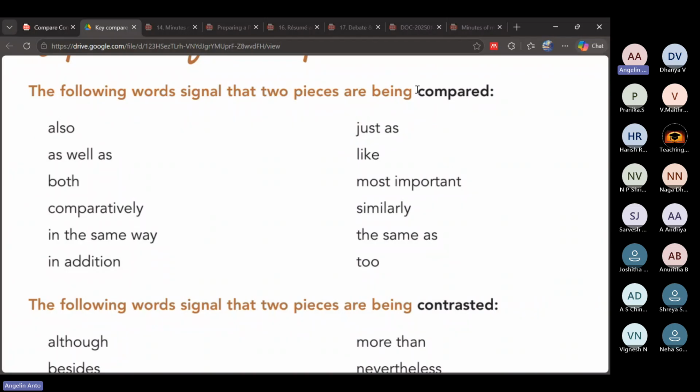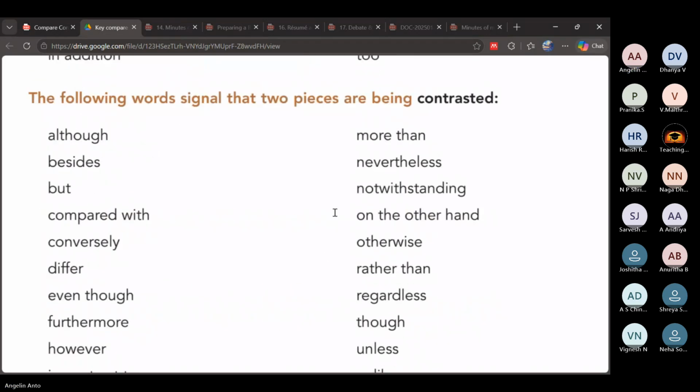So for comparing, as I said, you need to look at similarities. So: also, as well as, both, comparatively, in the same way, in addition to, too. This "too" is like the comparing "too", not the other one. And: as, same as, similarly, most important, just as. If you use these words or something similar in the comparing paragraph and underline them, you're done essentially.